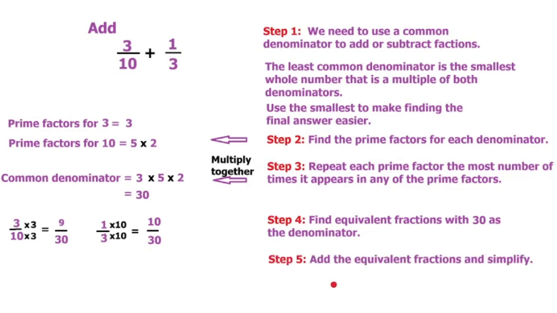Now we can add the equivalent fractions and simplify if we need to. So let's rewrite the fraction addition. So 3/10 plus 1/3 equals, so now we can put in their equivalent fractions, which is 9/30 plus 10/30. So we just add the numerators. The denominator stays the same. So we're left with 19 over 30, and that's the final answer.